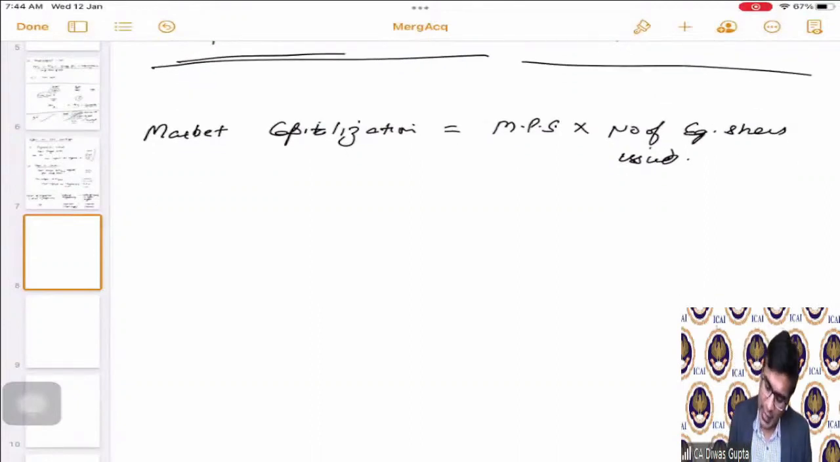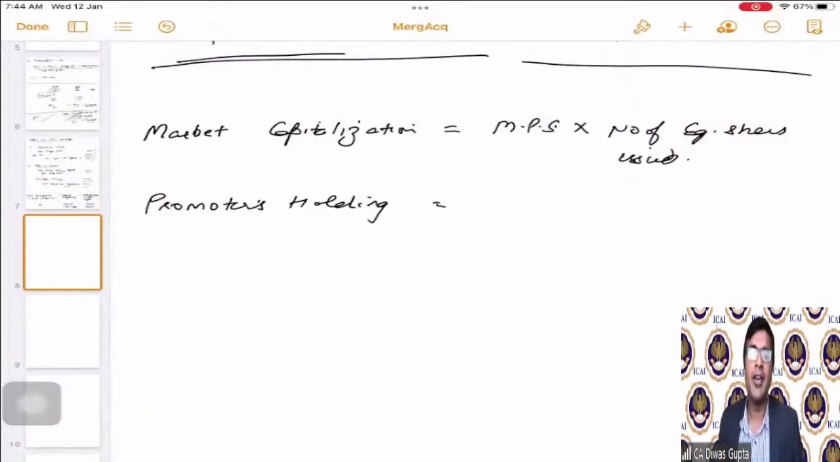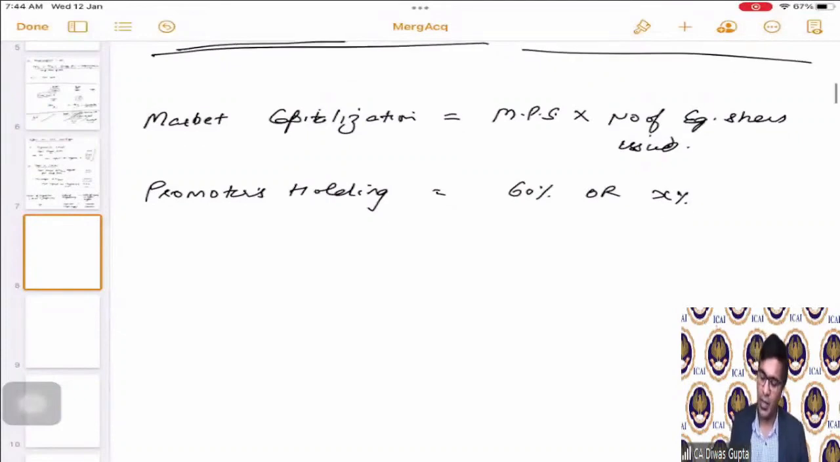Now, for example, the promoters holding. I hope all of you know what promoters are. Promoters are the people who are, let's say, the founders of the company, who have formed the company. Those are called the promoters. So the promoters holding is, let's say, 60%, for example, or I'm saying it is X percentage, because they will enjoy a higher stake, and that's why they will be able to reap more benefit, correct?